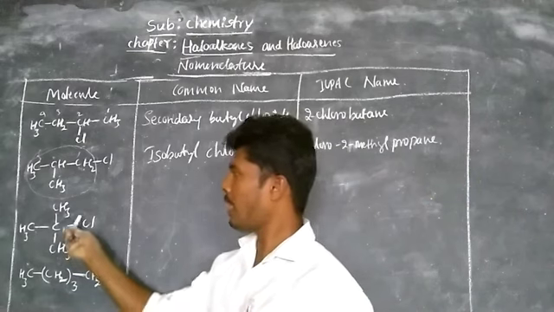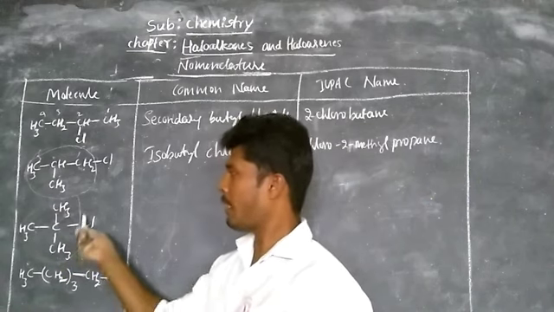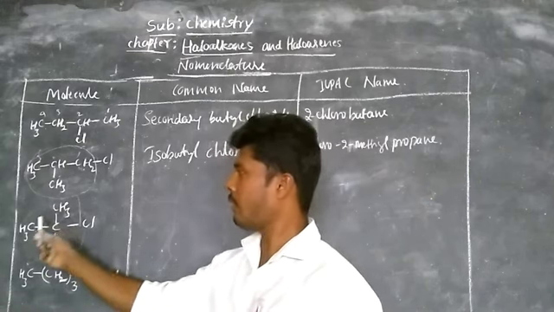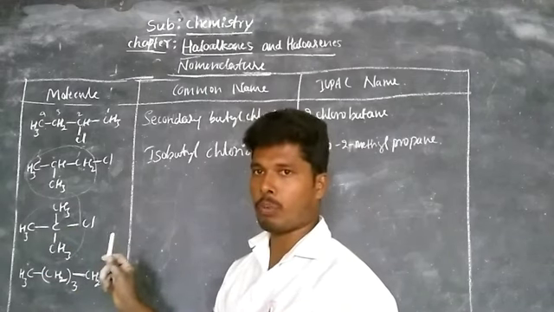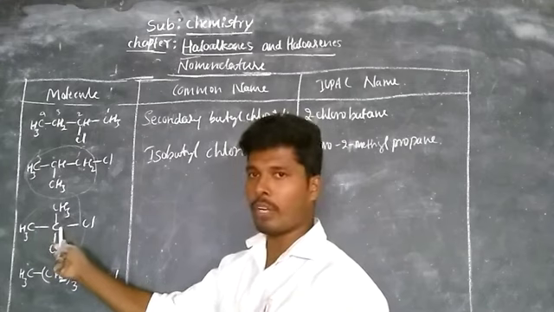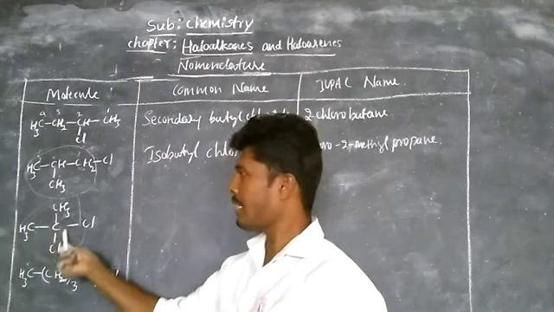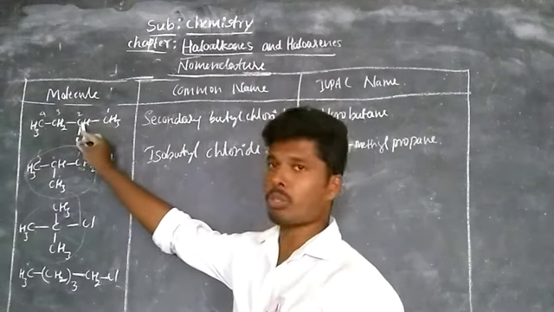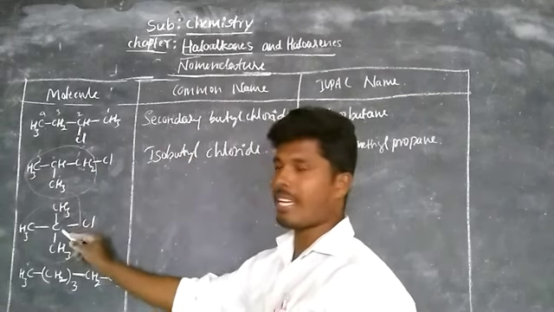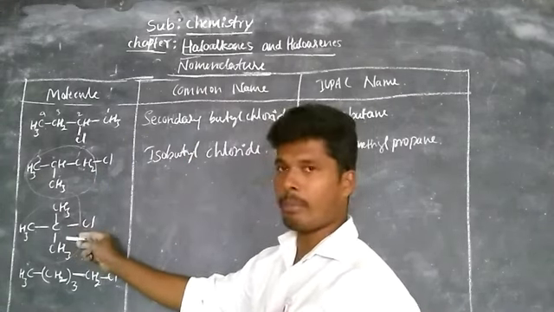Here, what is this called? How many carbons are there? 1, 2, 3, 4. So 4 is there, so the root word is buta. And this is what? Tertiary carbon, right? So that is tertiary butyl. This is secondary carbon, so we call it secondary butyl. This is tertiary carbon, hence we call it tertiary butyl.